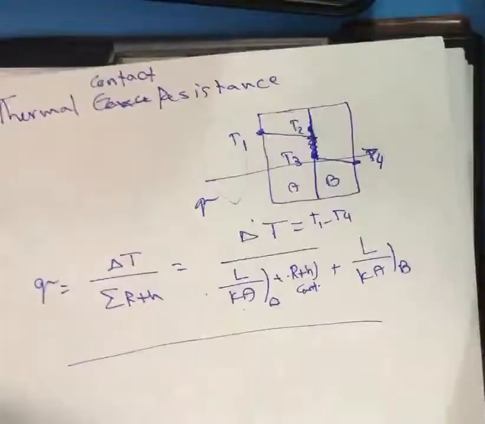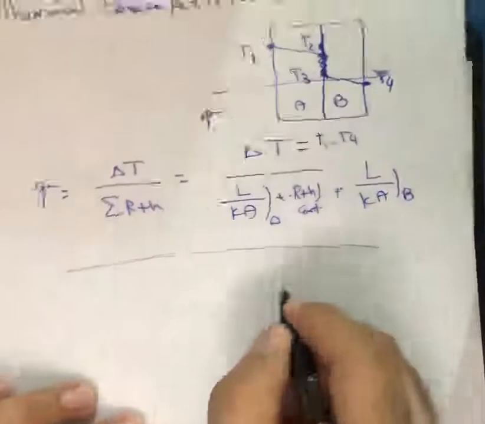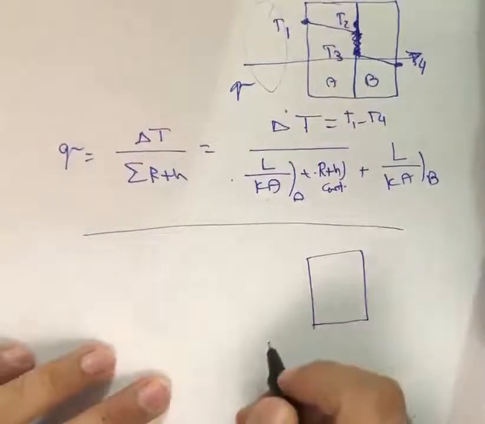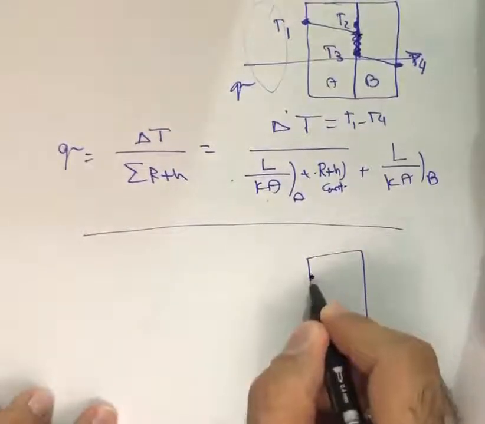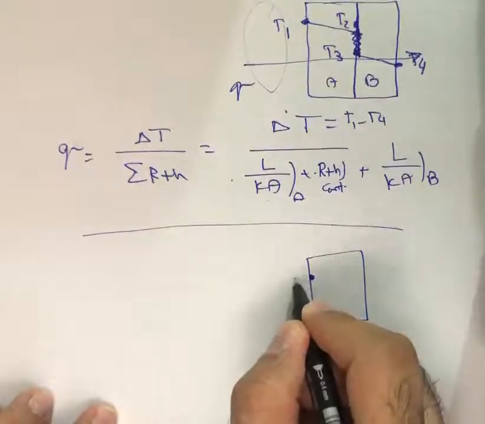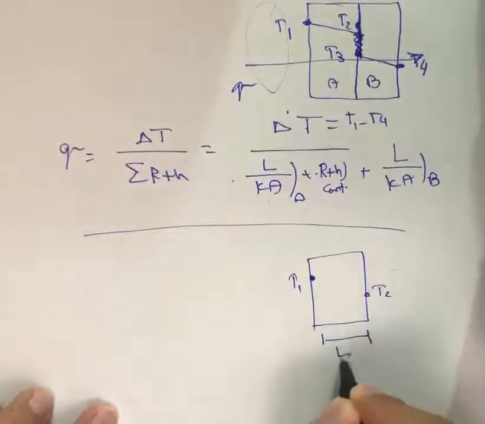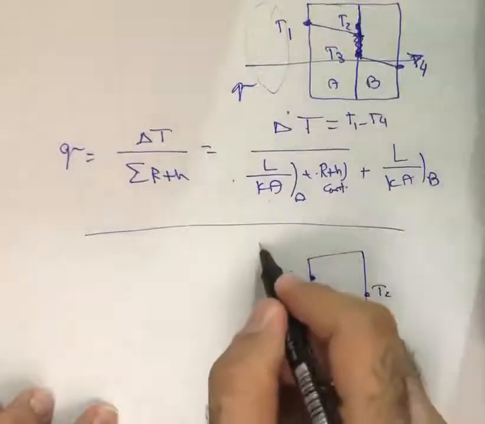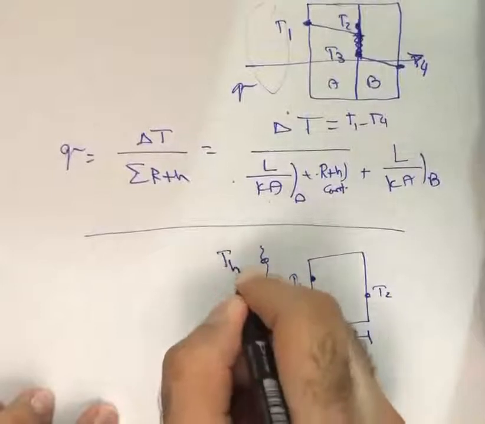Some applications in heat transfer involve a fluid environment. Suppose I have a plane wall with some fluid on either side. This is, for example, T1 and this is T2. This is a plane wall with some thickness and thermal conductivity, but here we have hot fluid.